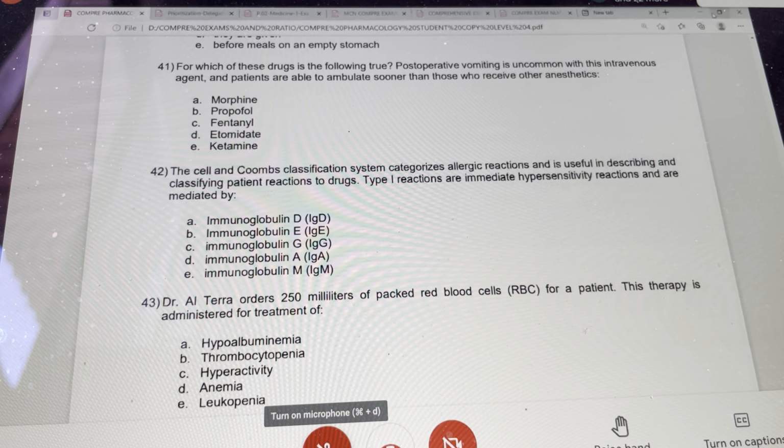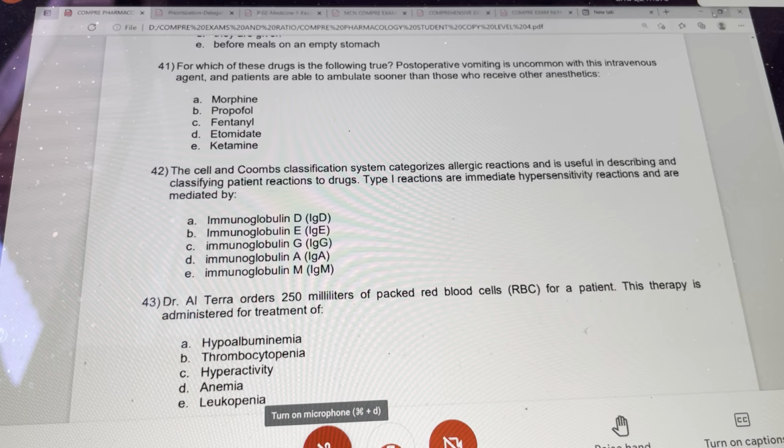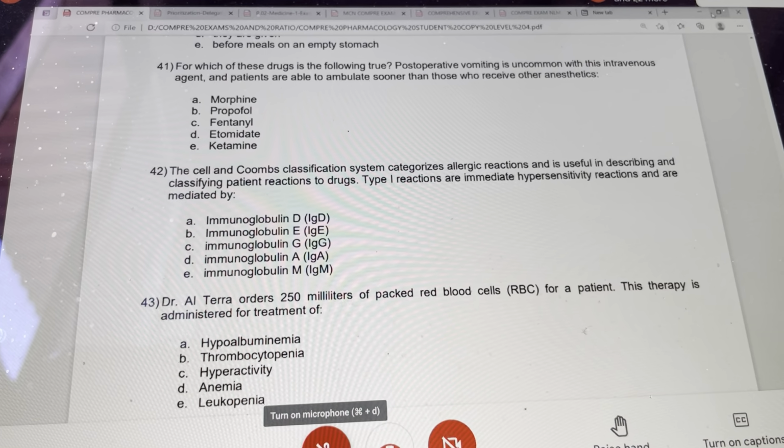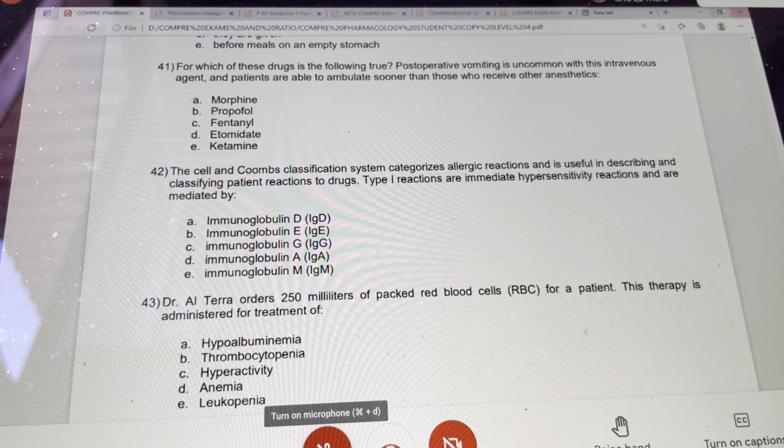For IgG, this is usually 70 to 75% of the composition of our plasma cells. We have our IgG, one of the major immunoglobulins. Your immunoglobulin G is the immunoglobulin that can actually cross the placenta. So this is the first protection of our developing embryo while it is inside the womb of the mother. This is the immunoglobulin that your mother can pass to the developing embryo.